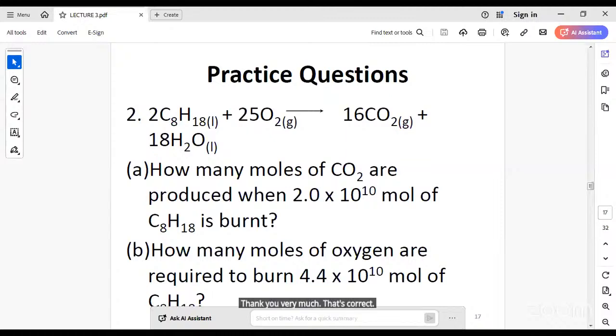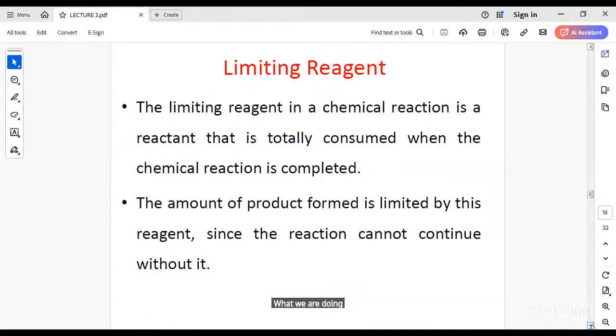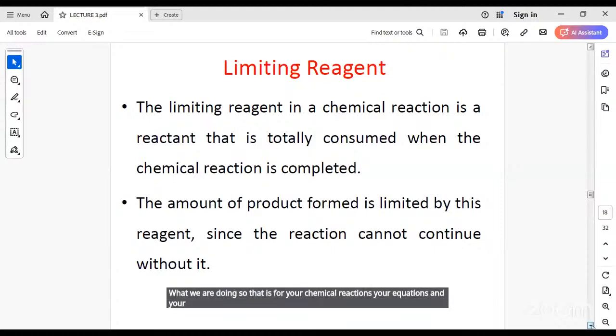So I'm glad at least we are following the calculation. So you can do the second one. As I said, it's supposed to be a practice question, but I just wanted you to do it in class so that I'm sure you understand what we are doing. So that is for your chemical reactions, your equations, and your stoichiometric calculations.